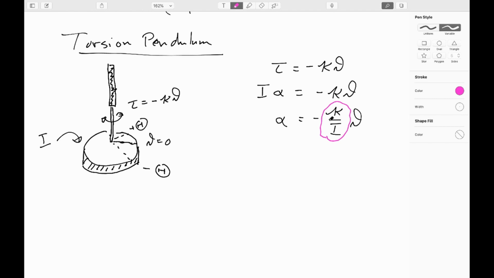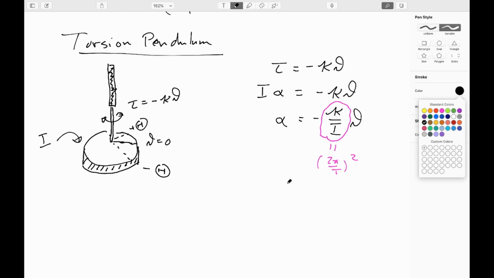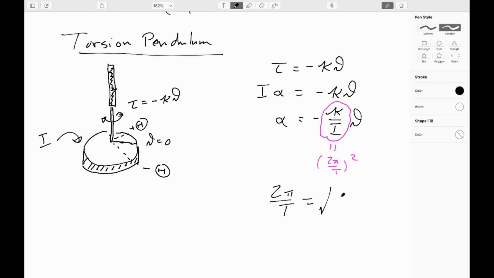You know that the angle is going to go as cosine of 2 pi over capital T times t. You know all of this automatically. This bit right here you will identify as having to be equal to 2 pi over the period squared. So you can then conclude that this is going to execute simple harmonic motion, and we can find the period by saying that 2 pi over the period is equal to root kappa over I.